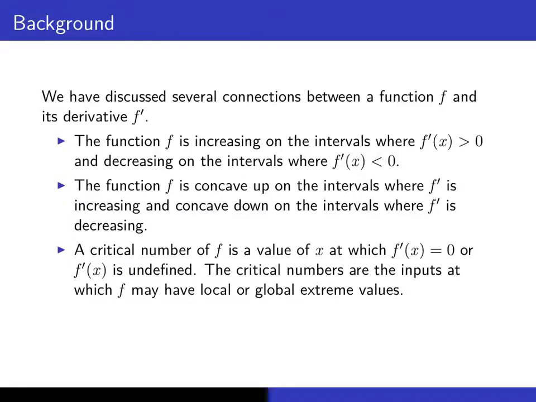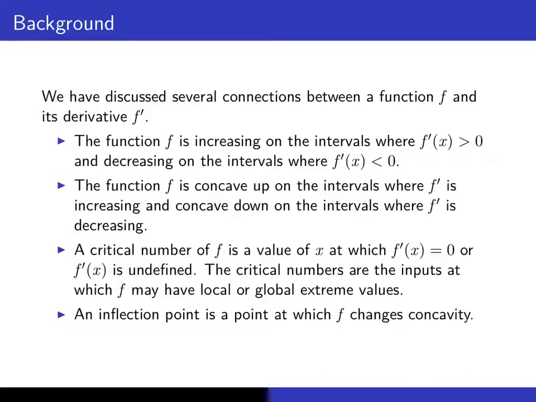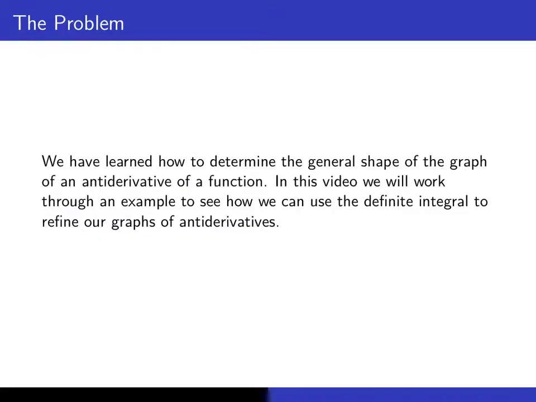We have critical numbers of a function where the derivative is zero or doesn't exist. These are important numbers because these are the inputs at which our function might have extreme values. And we've talked about inflection points as being points where the graph changes concavity, in other words, where the second derivative changes sign.